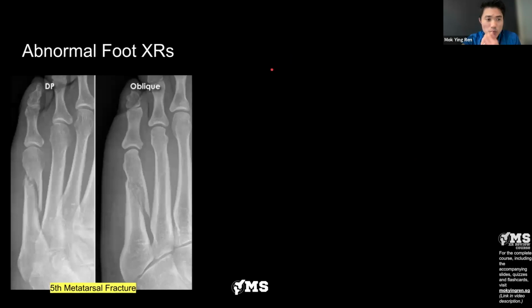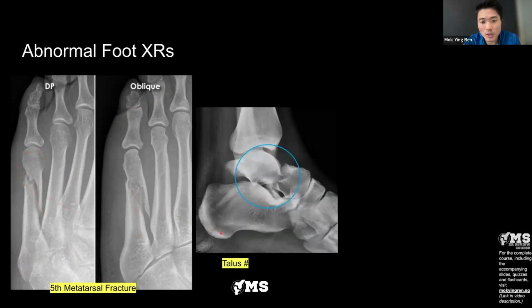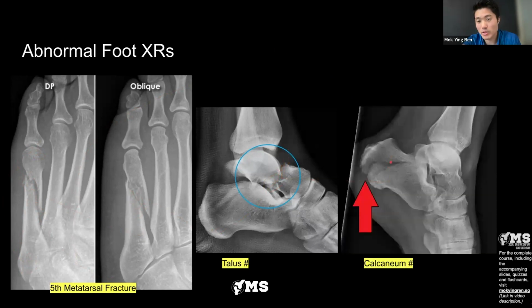Looking at some abnormal foot x-rays. Now, this is an x-ray showing a fifth metatarsal fracture, all right, along the shaft. Yeah, so this is the base, this is the head. Now, this is the shaft. There is an oblique fracture of the shaft of the fifth metatarsal. Now, this is a talus fracture over the neck area, the talar neck fracture. This is a calcaneum fracture. Okay, calcaneum fracture.